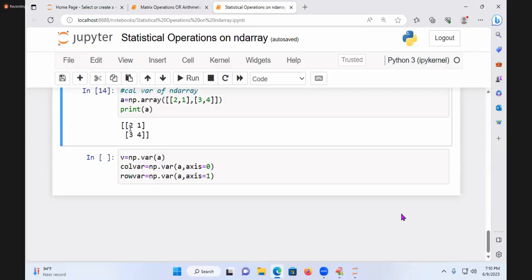0.5, 0.5 whole square means 0.25. 1 minus 2.5 is 0.5, same. 0.5, 0.5, 0.5 by 2 is 0.25, right? Next, 3 and 4, same. 7, 7 by 2 is 3.5. 3 minus 3.5 is 0.5, whole square 0.25. 4 minus 3.5 is 0.5, whole square 0.25. 0.25 plus 0.25 is 0.5, by 2. What is the answer? 0.25.